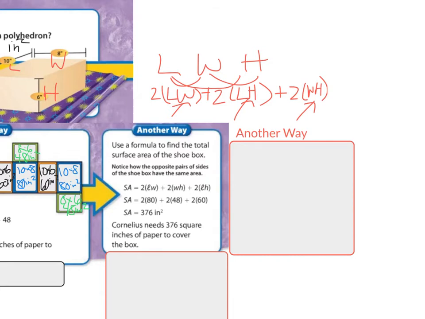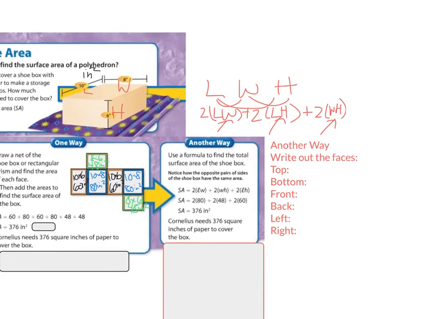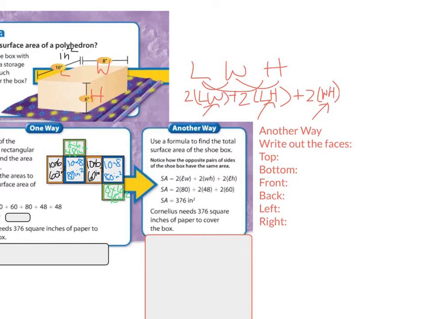Now this is the way that I personally solve every surface area problem that we would do today. And you could do it the same way if you prefer. That will be to write out the faces. So I look at the figure, and for this specific one, it has a top, a bottom, a front, a back, a left, and a right. That's what I do first, and then I write out the numbers.